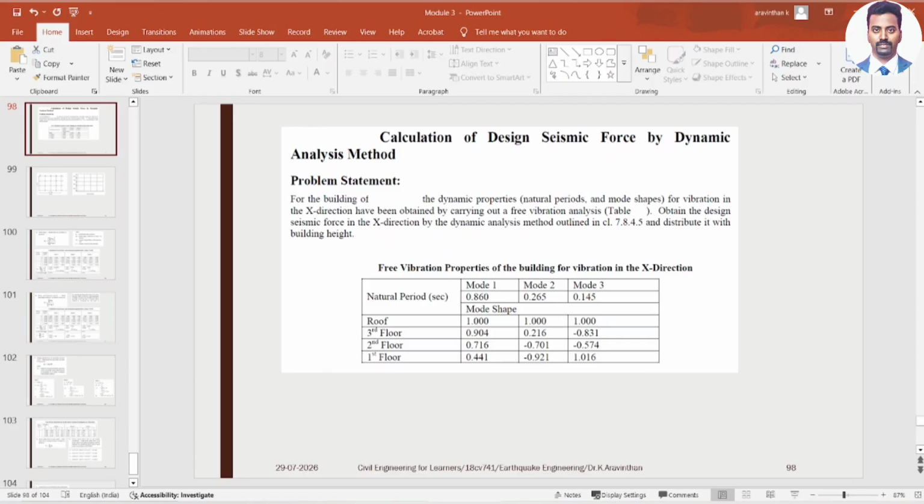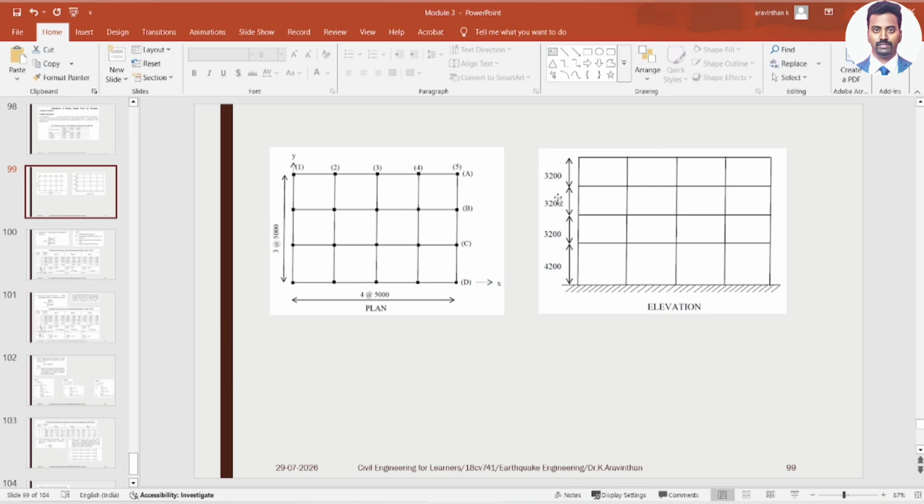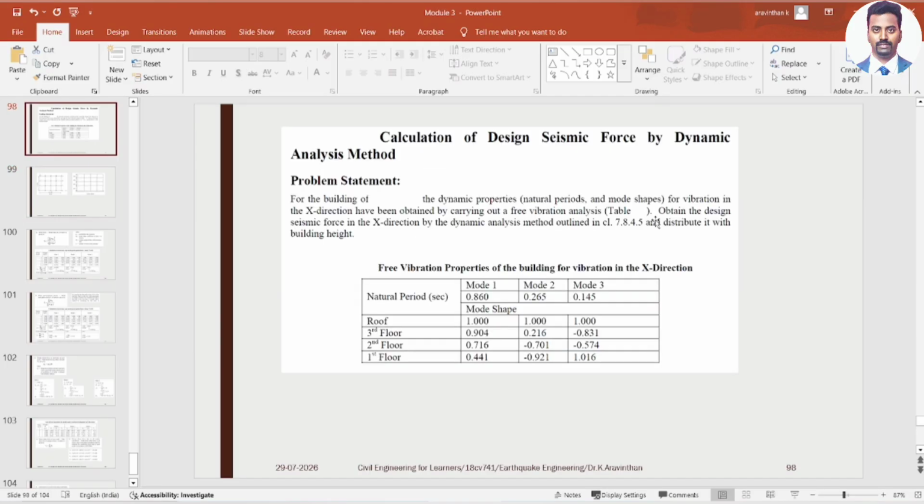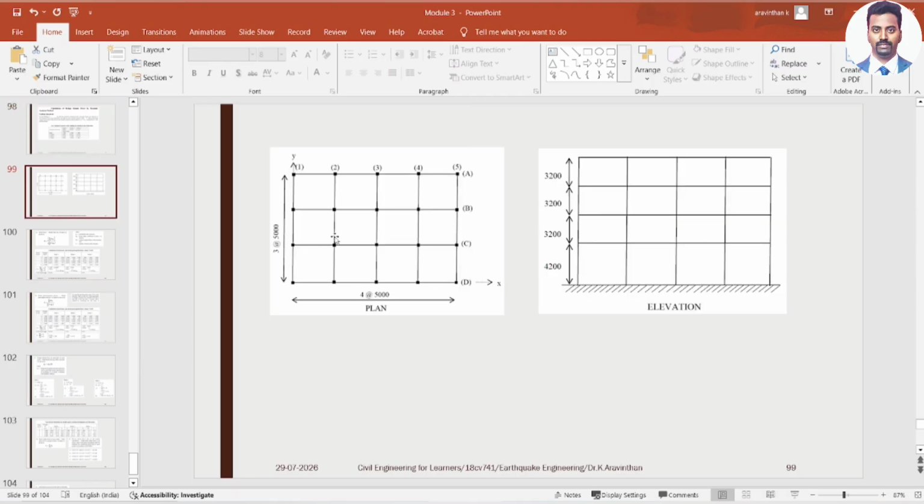The natural time period will be different in different directions. If you oscillate the building in x direction, it has a different time period. If you push the building in y direction, it will have a different natural period. Also in z direction, if you push the building in upward direction, it will have a different natural period. So natural period is different for each structure in the three directions. If the structure is symmetric in all the three directions, then it will have the same answer.